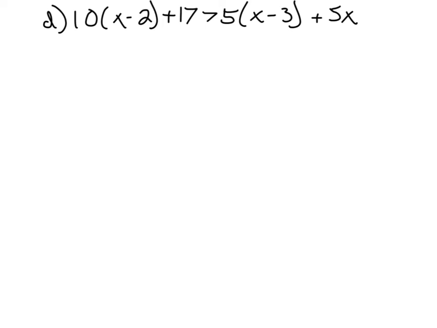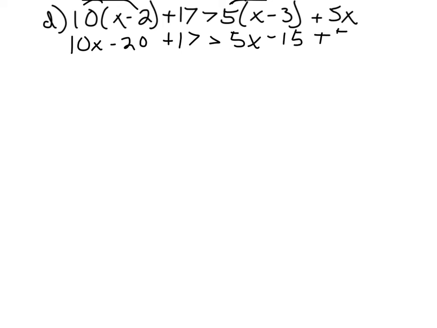One last example here. First thing I'm going to do is distribute this 10 inside the parentheses. So I'll have 10x minus 20, which is 2 times 10, plus 17 is greater than, and I'll distribute the 5 as well, so I'll have 5x minus 3 times 5, which is 15, plus 5x. Let's combine like terms. Negative 20 plus 17 is negative 3. I have 5x and I have another 5x, so 5x plus 5x is going to make 10x. So I have 10x and then minus the 15.